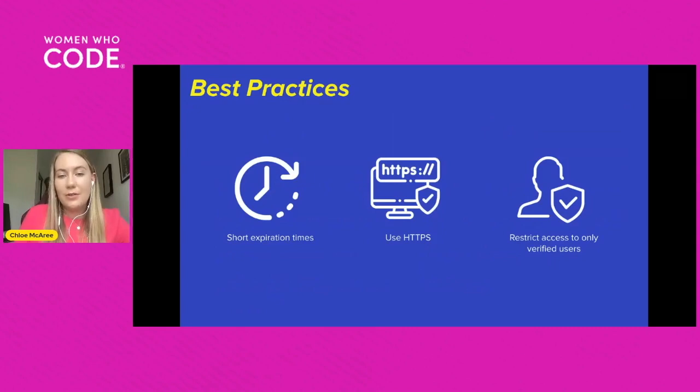Firstly, set a short expiration time to minimize the risk of unauthorized access and to enforce re-authentication if needed. Always use HTTPS to transmit pre-signed URLs and cookies to ensure the encryption of data and prevent interception and tampering. And lastly, generate pre-signed URLs and cookies only for authorized users to help mitigate the risk of unauthorized access. Following the best practices can help ensure security and integrity of your application.